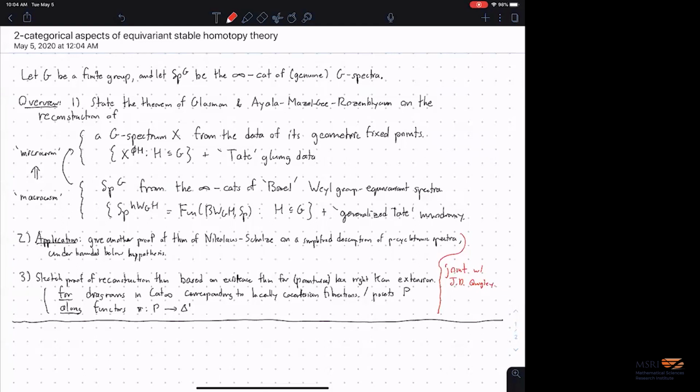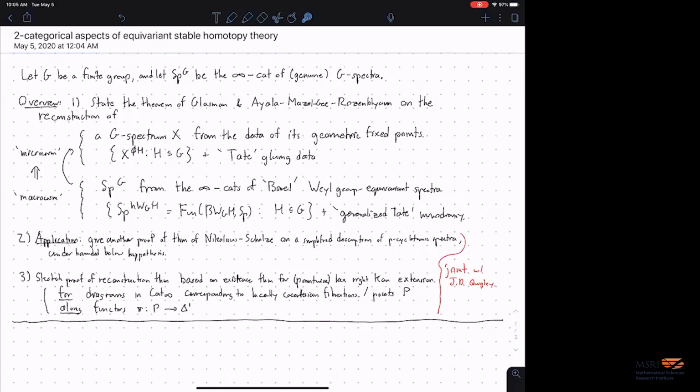An overview. First I want to state the theorem of Saul Glasman and David Ayala, Aaron Mazel-Gee, and Nick Rozenblyum, which gives a certain presentation of genuine G-spectra in terms of the infinity categories of Borel Weyl group equivariant spectra. This is the thing I've highlighted as the macrocosm. I'll explain what that means, but in particular, from this description of that infinity category, involving along with these infinity categories of spectral Weyl group actions certain generalized Tate-Mackey functors thereof, you can extract a description of a G-spectrum X, which in effect reconstructs it from its spectra of geometric fixed points together with Tate gluing data.